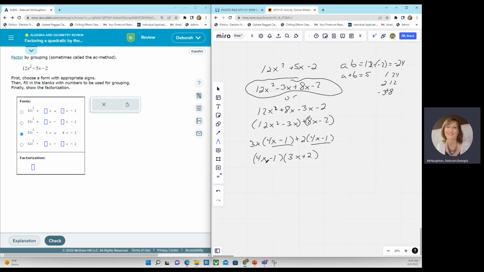When I factor this out in front, I get 3x and then I get 2, right? If I took this back through, I'd get 3x times 4x minus 1 plus 2 times 4x minus 1. So that's why this factorization works. Then to put this into Alex, you put parentheses for 4x minus 1 and parentheses, 3x plus 2 and parentheses.